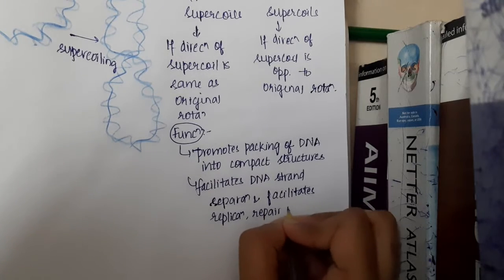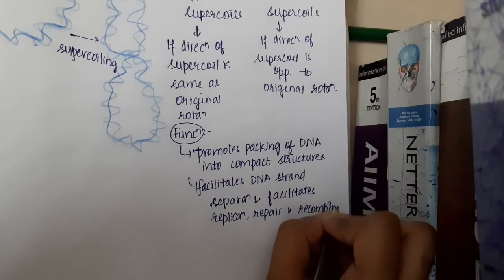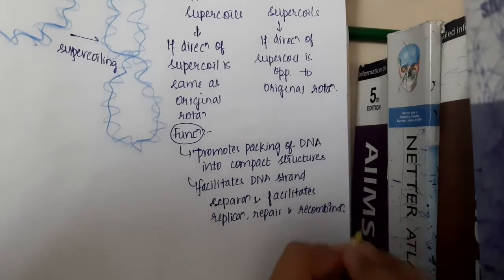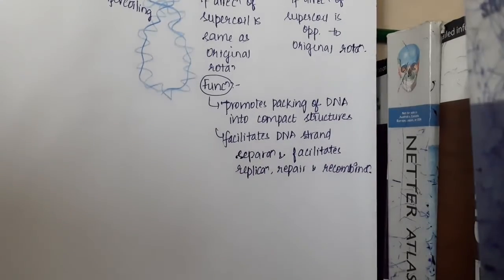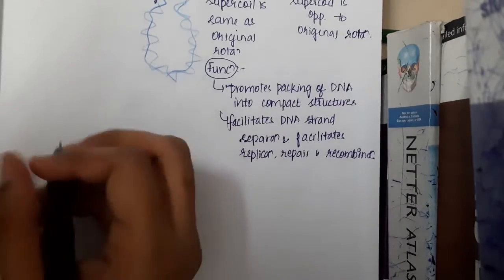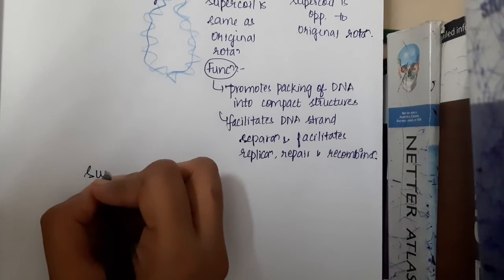So there is a very important enzyme, topoisomerase, which is associated with supercoiling. This is a nicking and resealing enzyme that can relax and insert supercoils, and because they can nick, they can relieve torsional strain.